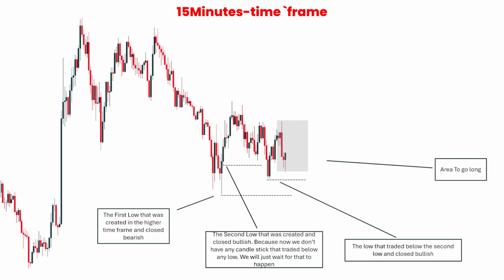So let's move on. Right now we can see that we have this low, the first low that was created in the higher time frame and then closed bearish, is this one here. And then we have this second low that was created and closed bullish. Because we don't have any candlestick that traded below any low yet, we will just wait for the market to make a bullish candlestick that trades below these lows here. Then we can see price making the low here, shooting to the upside, and the market closes with a bullish candlestick.